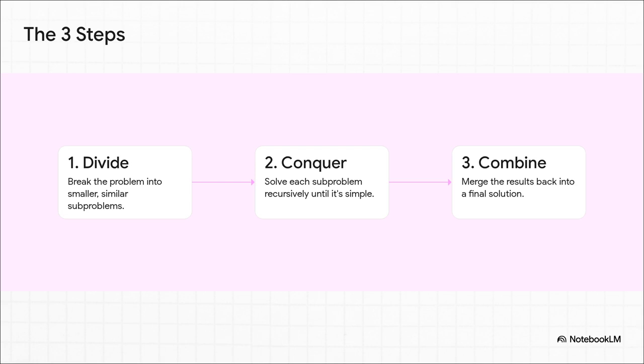First, you divide. This is all about breaking the big problem down into smaller, bite-sized versions of itself. Then comes the conquer step, and this is where recursion really shines. You solve each of those little subproblems, usually by applying the same logic again, until the problem is so tiny it's just obvious. But what good are all those little solved pieces? That's where the third, absolutely critical step comes in: combine. You have to skillfully merge all those individual solutions back into one final answer.